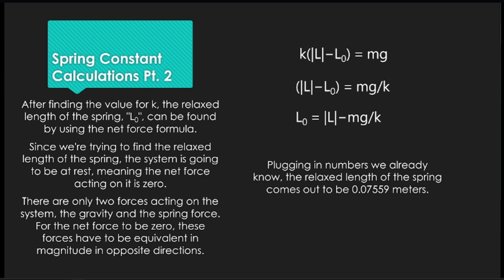After finding the value for K, the relaxed length of the spring, L0, can be found by using the net force formula. Since we're trying to find the relaxed length of the spring, the system is going to be at rest, meaning the net force acting on it is 0. There are only two forces acting on the system, the gravity and the spring force. For the net force to be 0, these forces have to be equivalent in magnitude and in opposite directions. Plugging in numbers we already know, the relaxed length of the spring comes out to be 0.07559 meters.